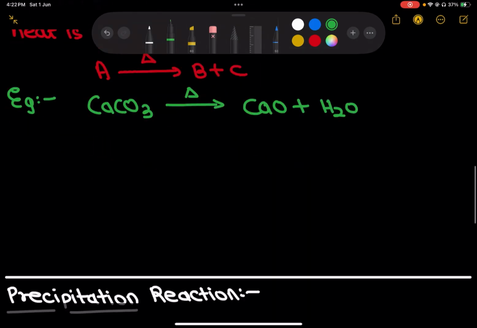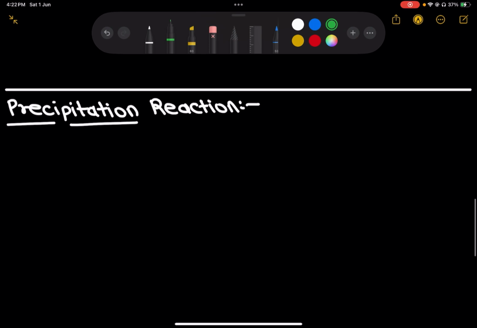Moving on, the next type, or the last type I should say, is the precipitation reaction. Precipitation comes from the word precipitate, and I have already told you what a precipitate is. It is an insoluble product which is formed. So what is a precipitation reaction? A reaction which occurs in the aqueous state.